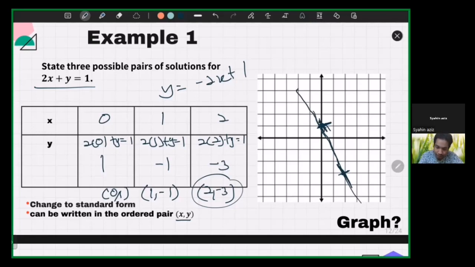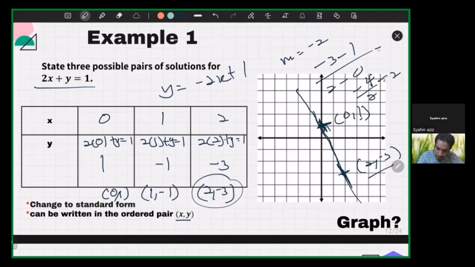To find the gradient, we know that the gradient is -2, right? So we use these points, 0, 1 and 2, -3. For example, we pick -3 minus 1 over 2 minus 0. So we get -4 over 2. That's why the gradient is -2. Correct.